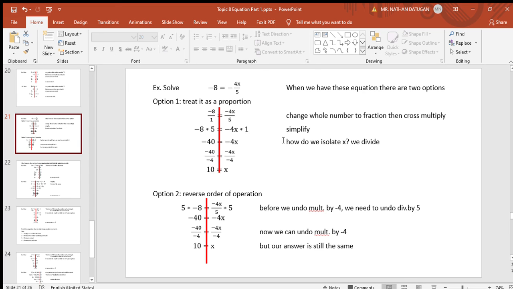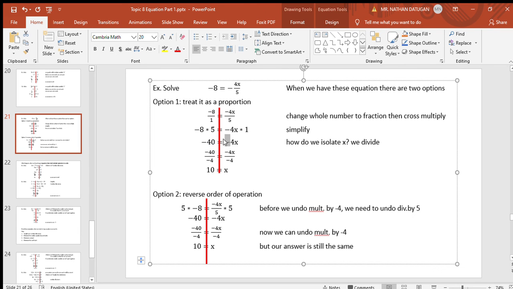Now our goal is pretty much the same thing: isolate x. How do we do that? We want to undo that negative 4. How do we undo negative 4 times x? We divide by negative 4, both sides, not just one side. Negative 4x divided by negative 4, and negative 40 divided by negative 4. This side will give you 10, and you're left with x. So our answer is 10 is equal to x.